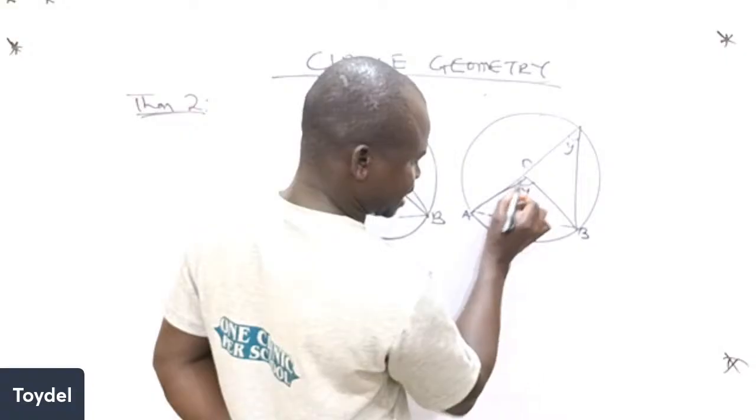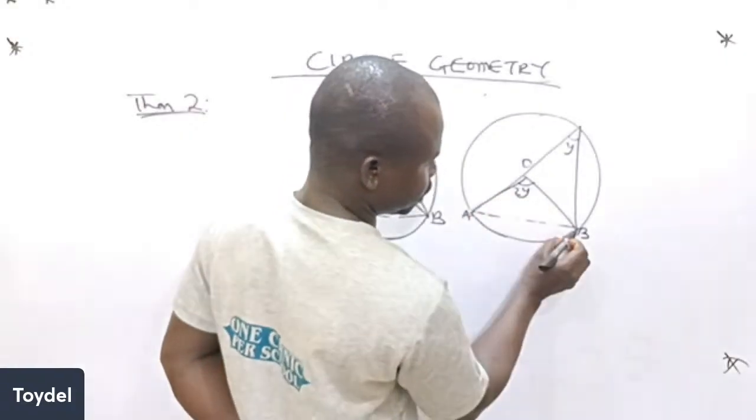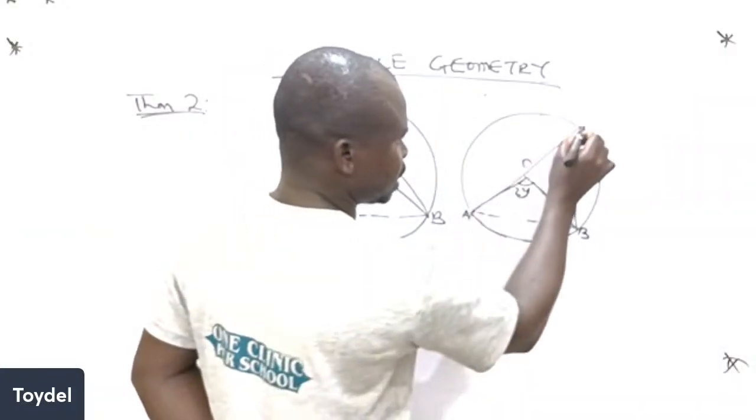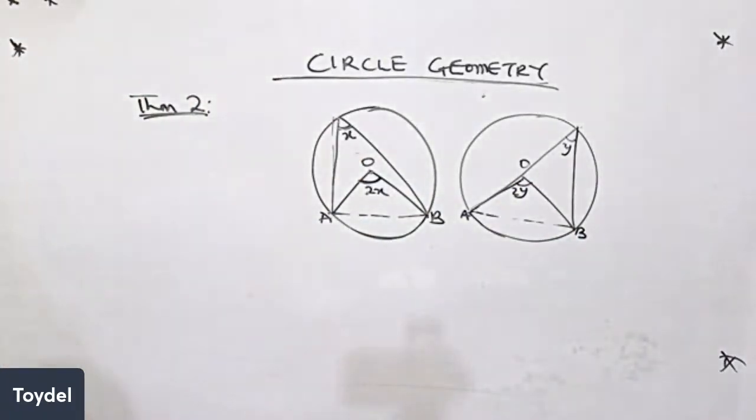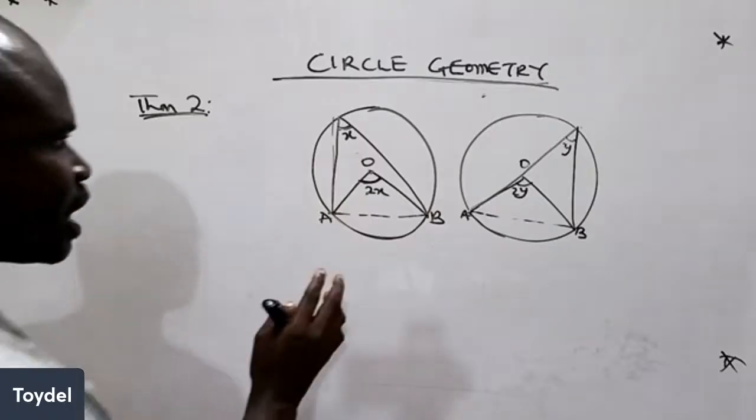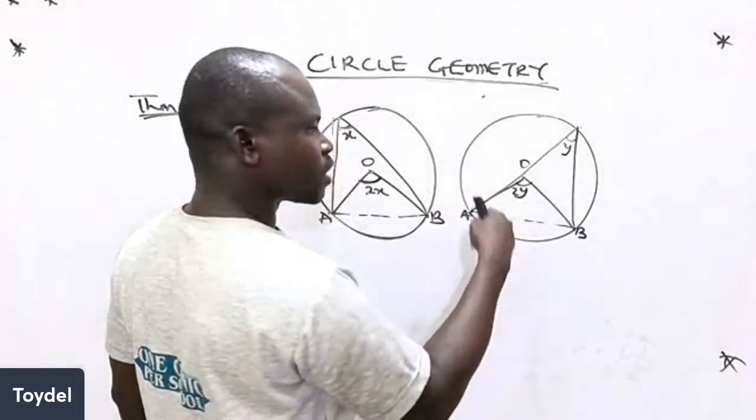The angle at the center starts from A back to B. The angle at the circumference starts from A back to B. So we can use that theorem too, which says that the angle at the center is twice the one at the circumference. So in this case, that's what we are going to do.